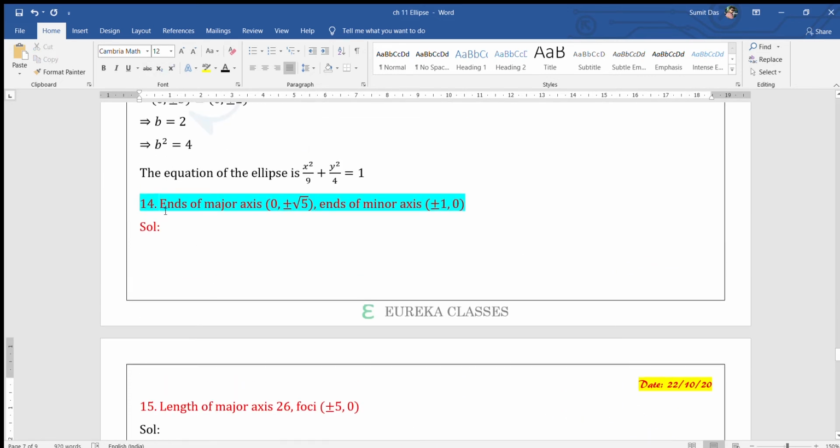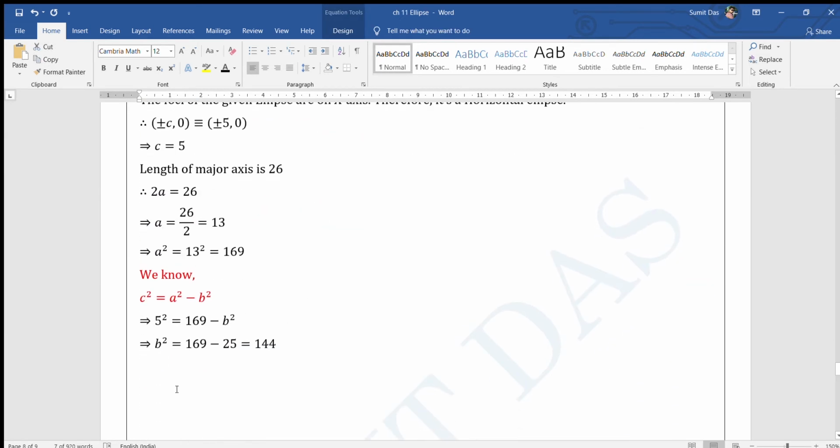After that, we will write therefore the equation of the ellipse will be x square by a square plus y square by b square, where a square here is 169 and b square here is 144, equal to 1. Okay, fine.